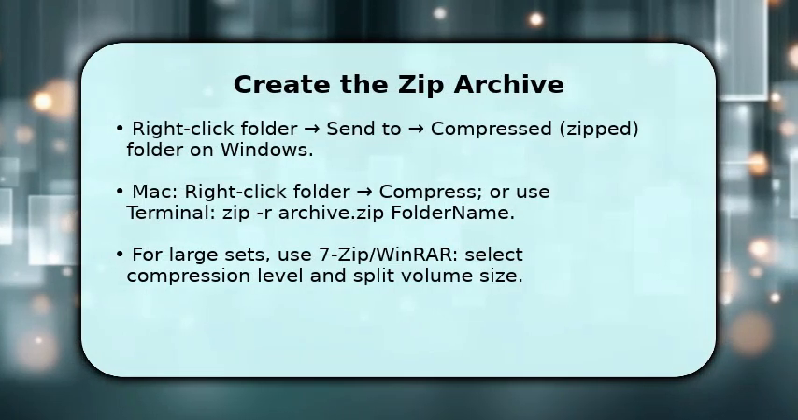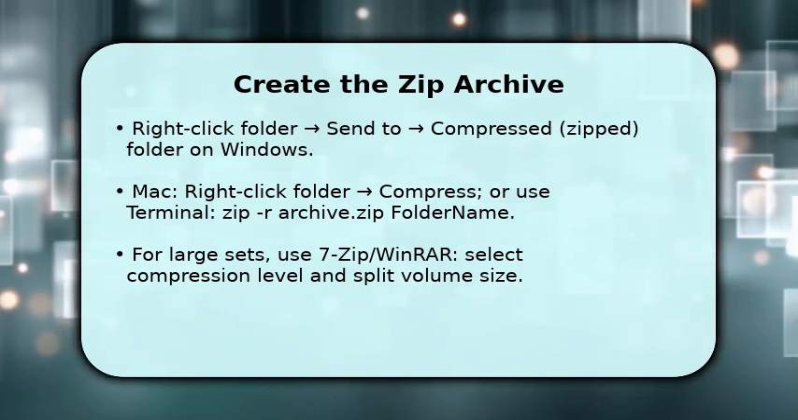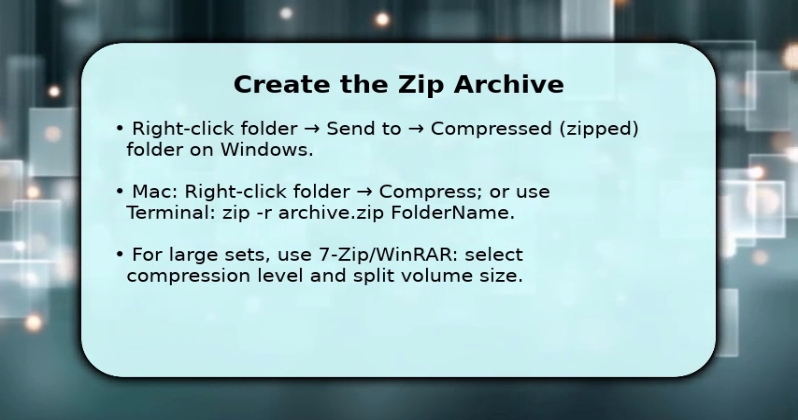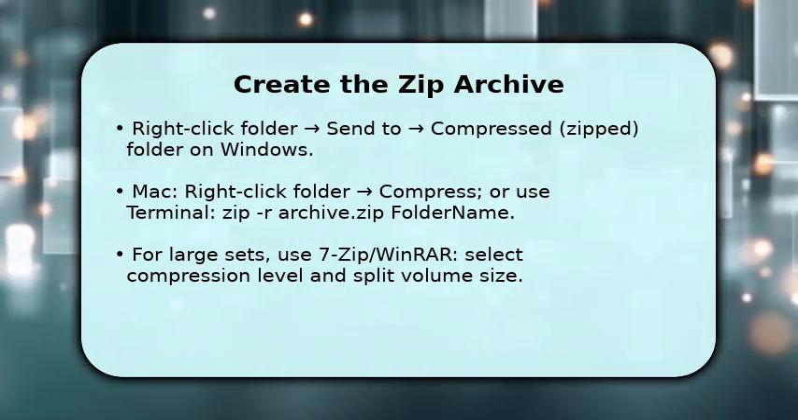You now compress the folder using your chosen tool. On Windows, use the native compressed folder or a utility like 7-zip to choose compression level. Higher compression reduces size but takes longer. On Mac, use compress or zip via terminal to preserve permissions.